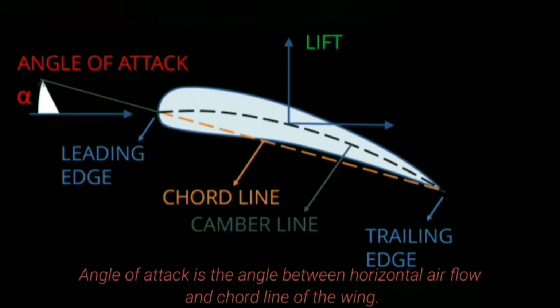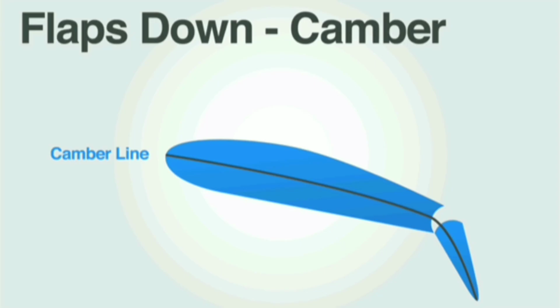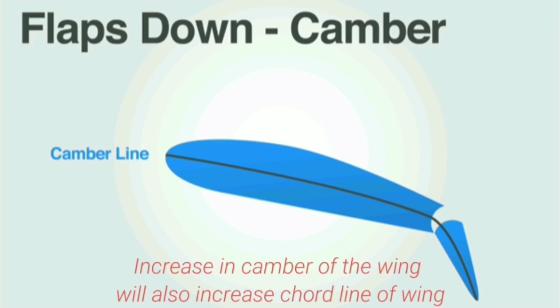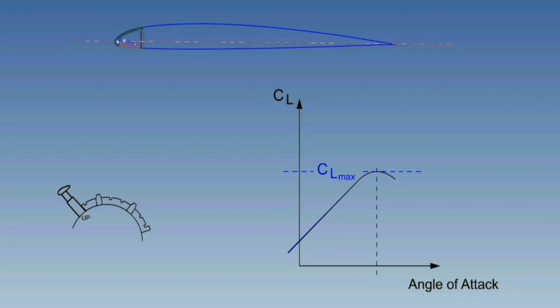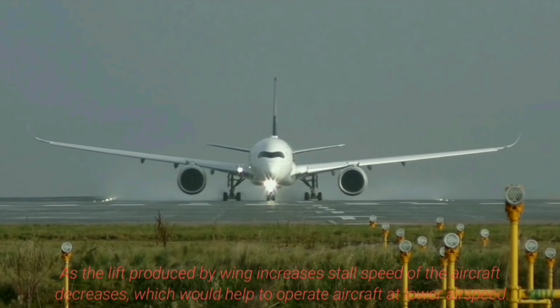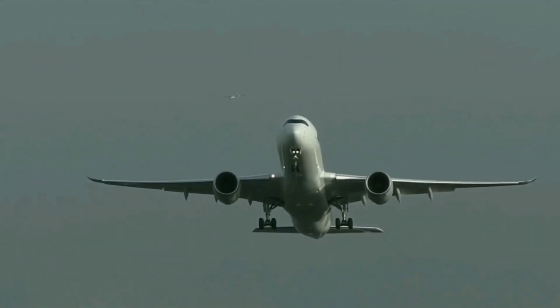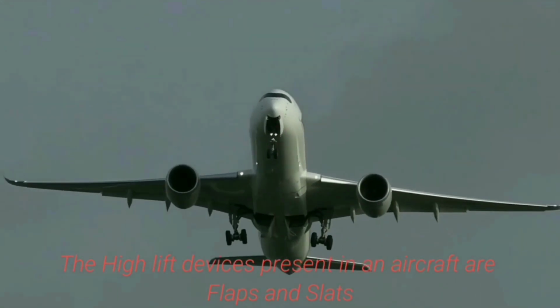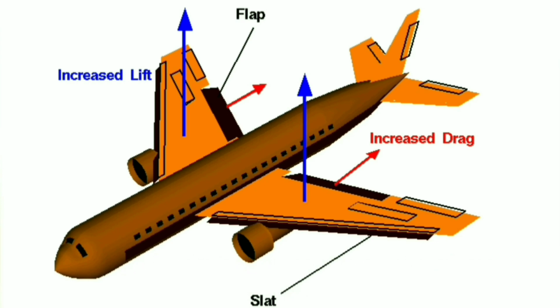Angle of attack is the angle between the horizontal airflow and the chord line of the wing. An increase in camber of the wing will also increase the chord line of the wing. As the lift produced by the wings increases, the stall speed of the aircraft decreases, which will help to operate the aircraft at lower airspeed. The high lift devices present in an aircraft are flaps and slats.